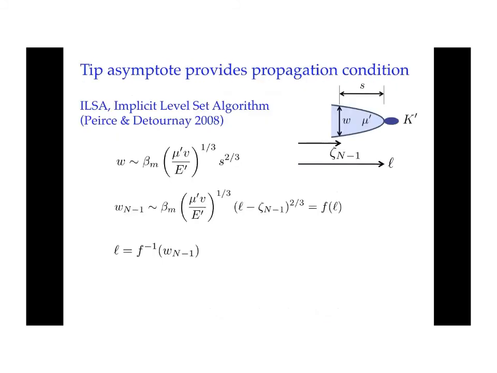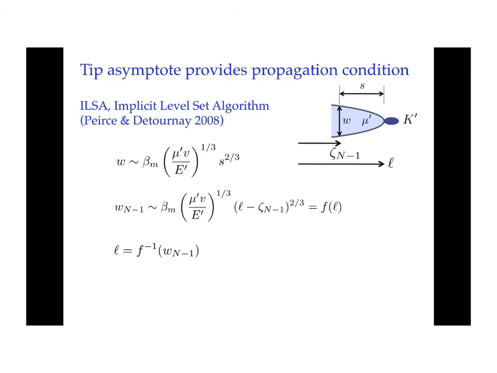Okay, so another remark about the tip asymptote is that it actually provides us a means to find the fracture front with time. So in this example, in the viscosity-dominated regime, you see that crack widths behave as this expression, something times S to the power 2/3. If you look at the second equation, this shows that at a certain discretization point, W_{n-1} is equal to a function of L, where L is the length.